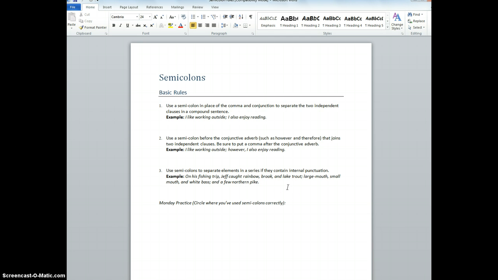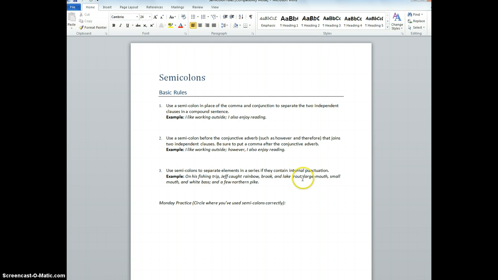So those are the three items in a series, but there are three different types of trout that are caught. So you have this internal series here: rainbow, brook, and lake trout. So you have a series within your larger series. To avoid confusion, after each main item in the larger series, you put a semicolon. So you put a semicolon after trout, a semicolon after bass.